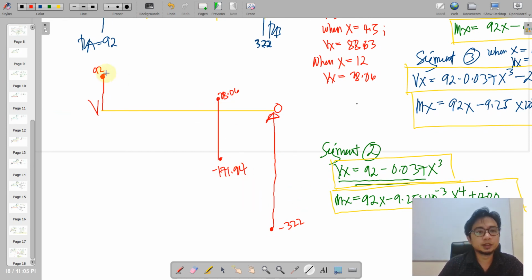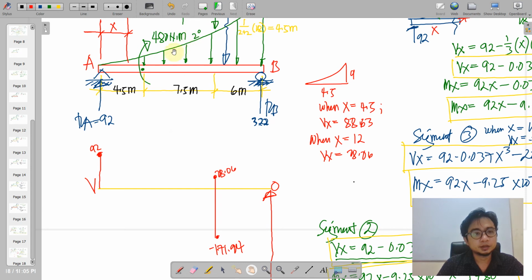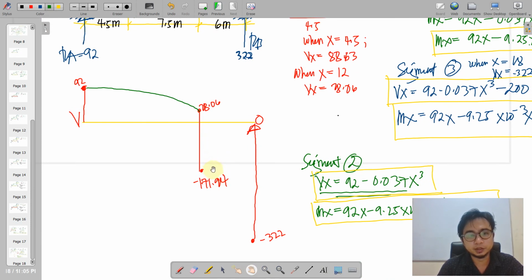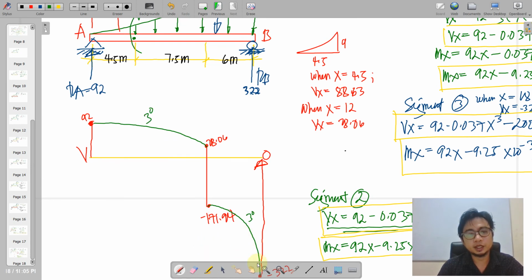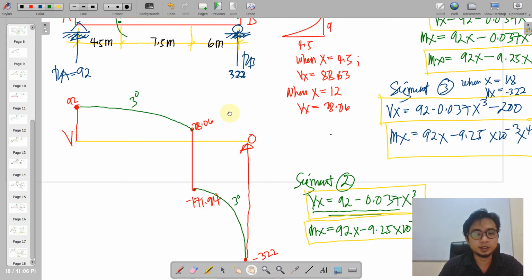So what about the connection between these two? Investigate the load diagram here. This is increasing. So if it is increasing, it should have a downward concave curve. So here it is. And then for this, it is also connected by a downward curve. So the degree of curve is a third degree curve, since we have here a second degree curve for our given loading.